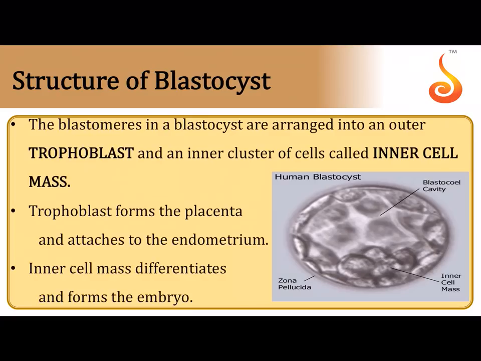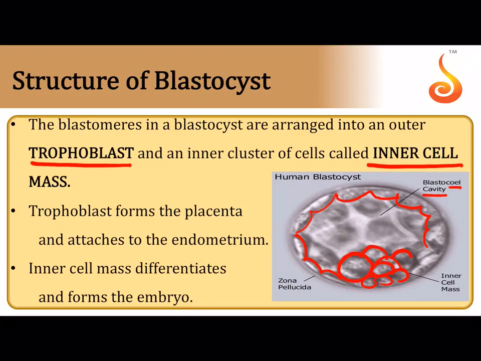See here, you can see the real blastocyst. See this outer layer here. The outer layer of cells is very clearly seen here. And see this lump of cells inside. This is the inner cell mass, isn't it? And this is the cavity, the blastocelic cavity. So it has trophoblast, it has inner cell mass.